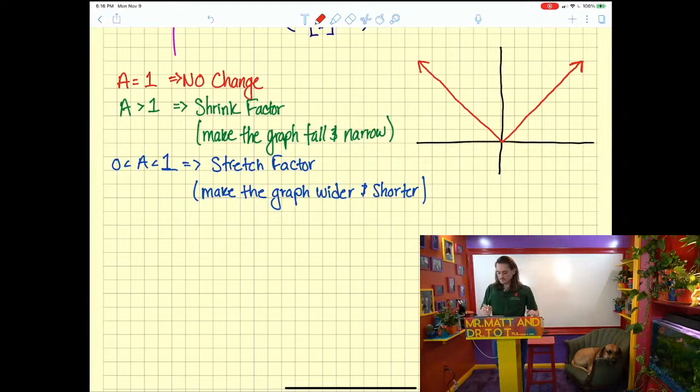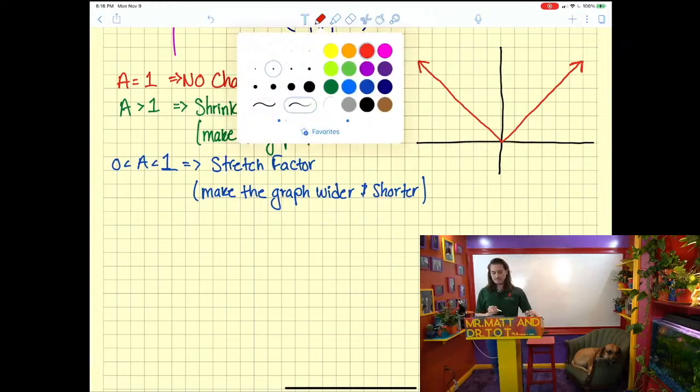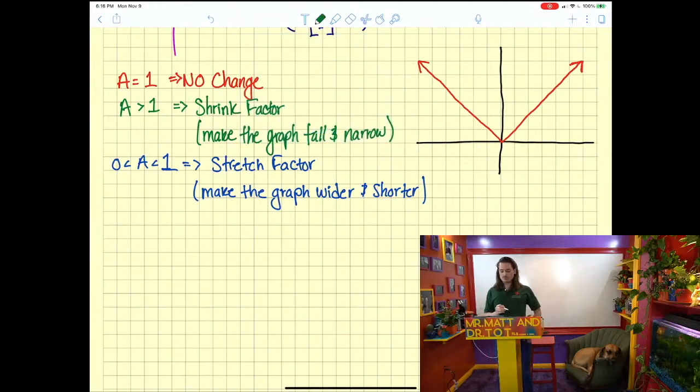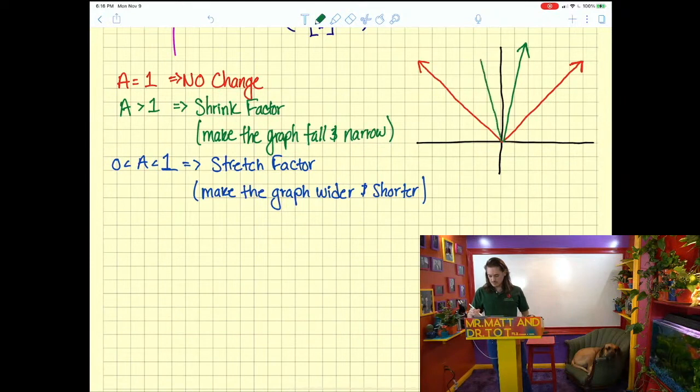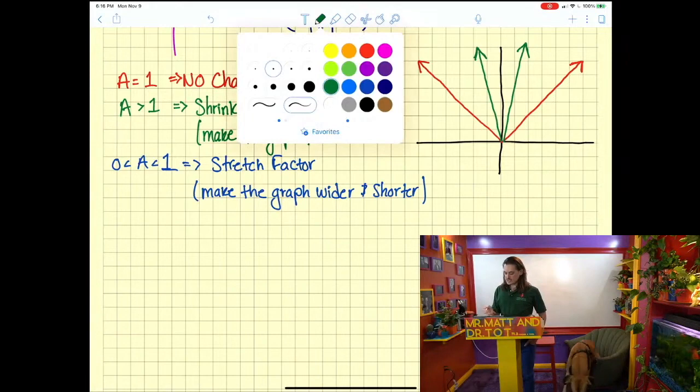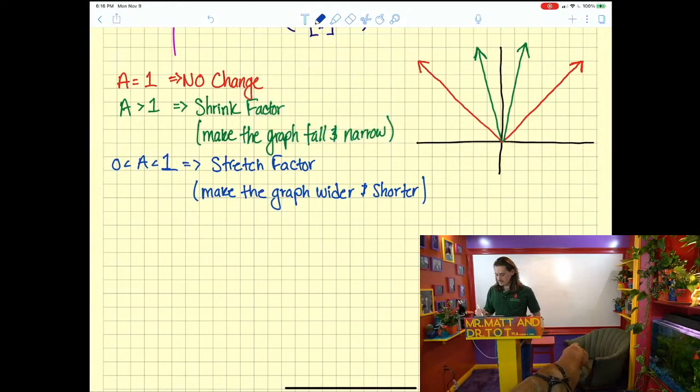So if the a value were greater than 1, we'd have a shrink factor. It's now going to look something like this, of course depending on the magnitude of the a value. Actually, that's not good. If a were in between 0 and 1, then it would look like this. It would be wider.